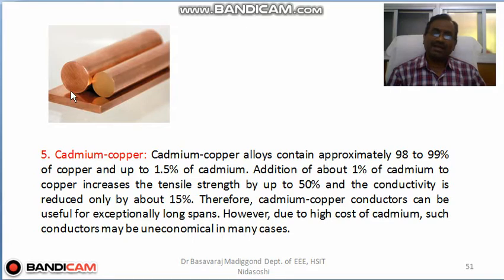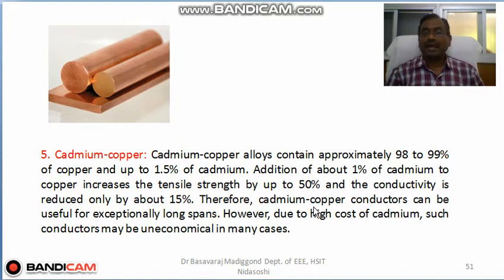This comes in various shapes. This one is rectangular, and this one is cylindrical. Cadmium copper alloys contain approximately 98 to 99% of copper and up to 1.5% of cadmium. Addition of 1% of cadmium to the copper increases the tensile strength by up to 50%, and the conductivity is reduced by about 15%. Conductivity gets reduced, but the tensile strength increases tremendously.